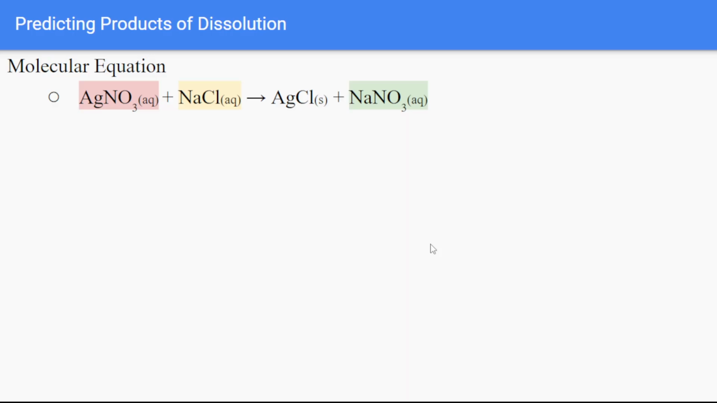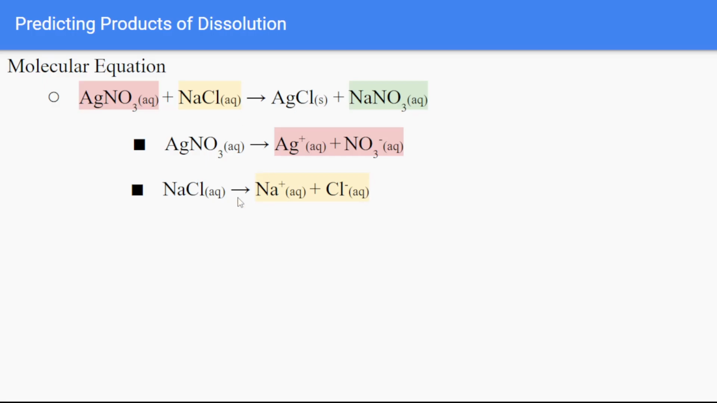Start off with the molecular equation. Notice that I highlighted each aqueous solution because we're going to write the product of dissolution for each. So first is silver nitrate. Silver nitrate dissociates into silver and nitrate ions. Sodium chloride dissociates into sodium and chloride ions. Sodium nitrate dissociates into sodium and nitrate ions.